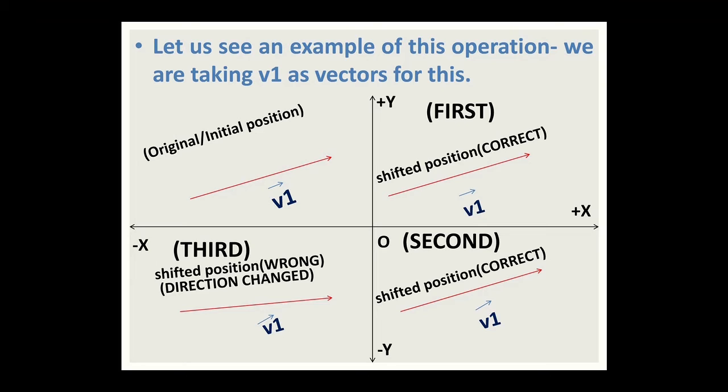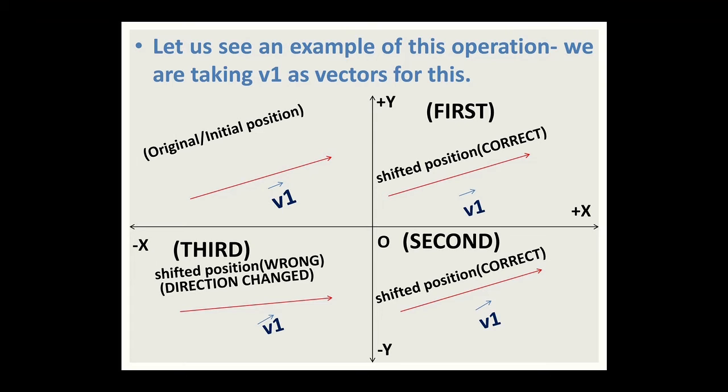Let us now see this operation with an example. Here we are taking v1, a vector. Initially our v1 vector is in the second quadrant. In the second quadrant you can see it is written original or initial position. Here the vector is shown by a red arrow, and this is v1.